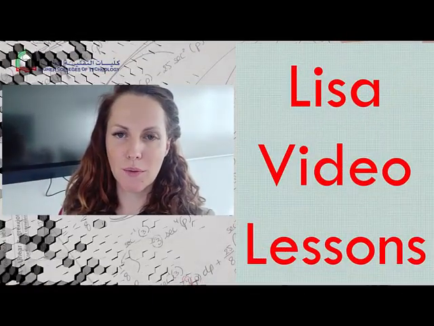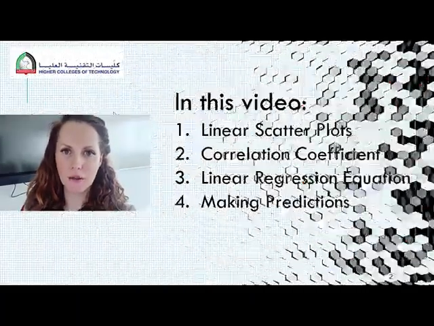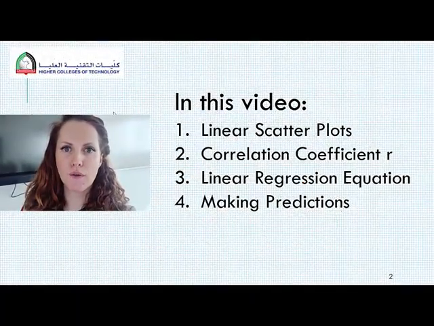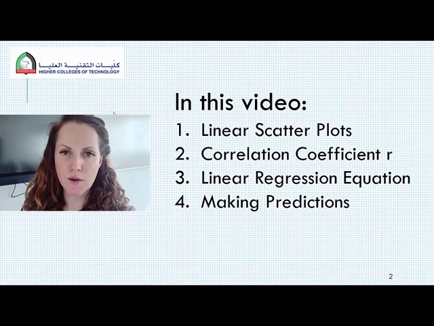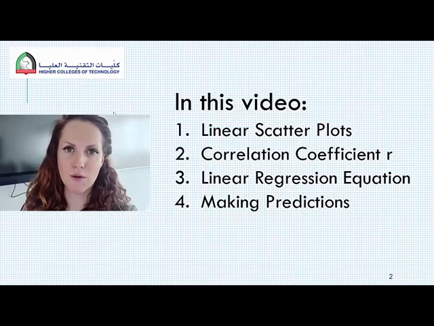In this video, I will review linear scatter plots, correlation coefficients, and linear regression equations, so that we can make predictions using linear regression equations.